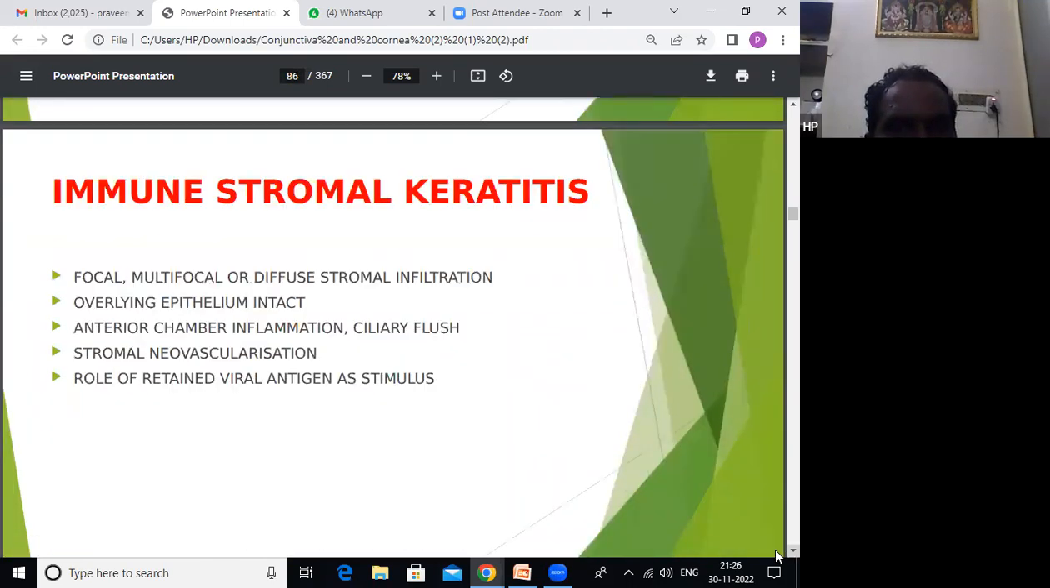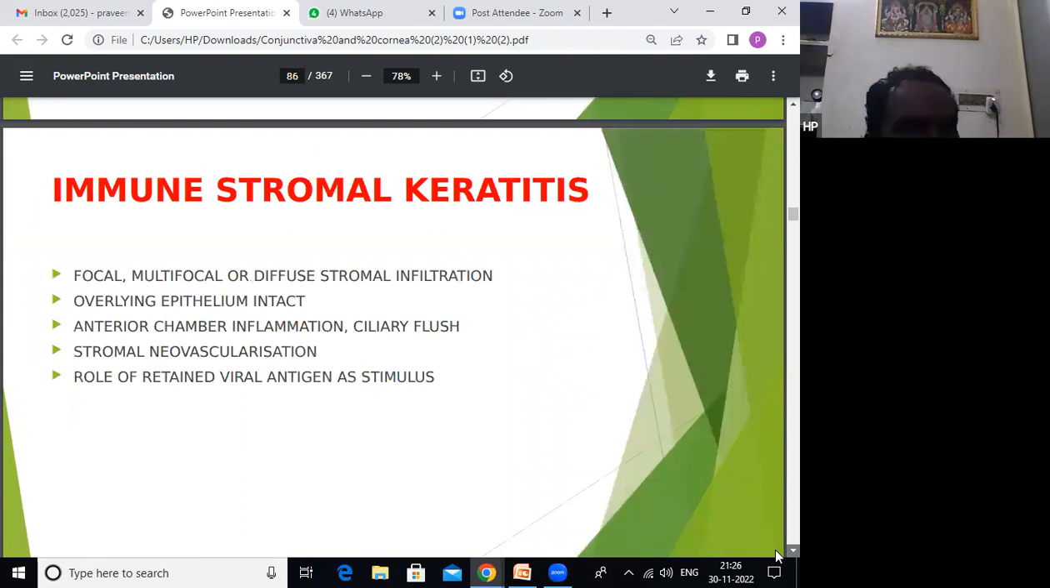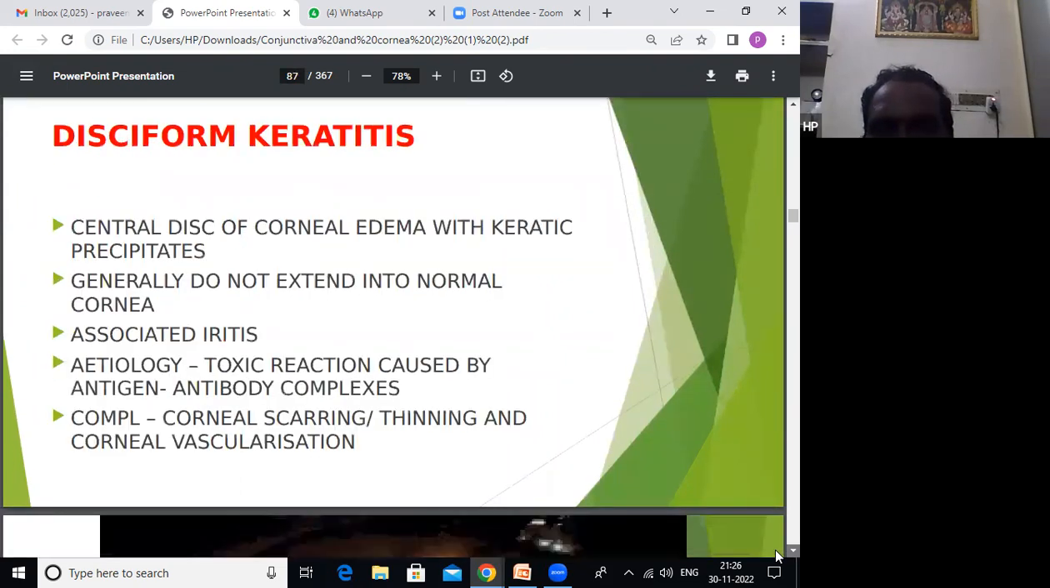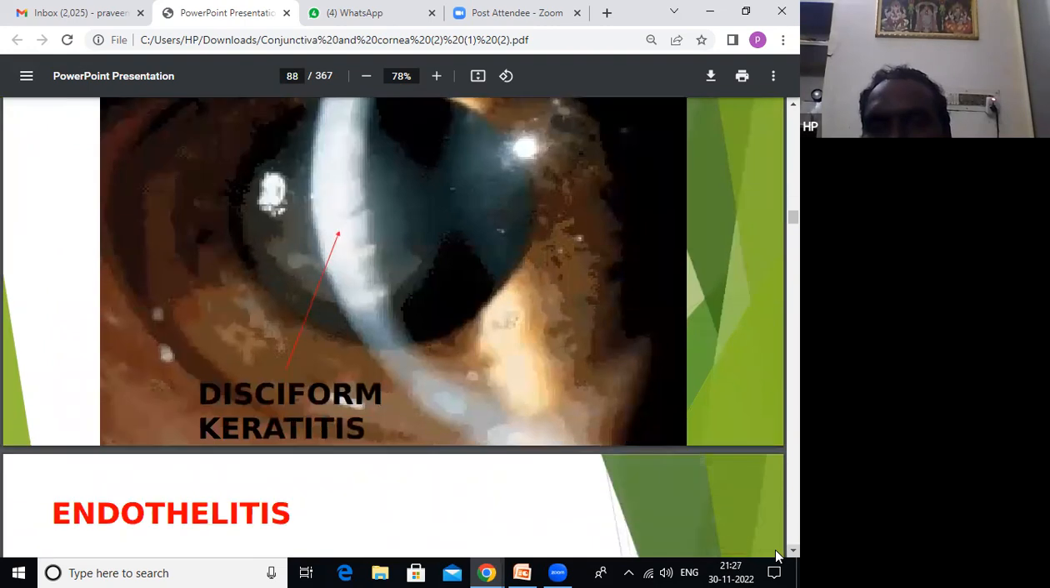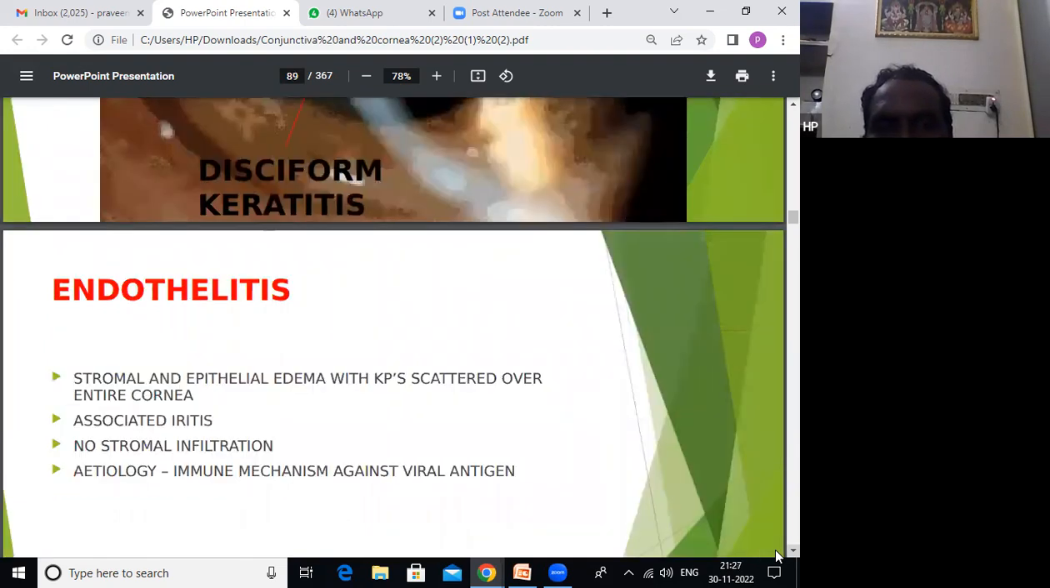I'm going through the slides where you feel it's difficult, and I want you to have a clear concept. The rest of the slides, you can read, including the treatment of dendritic keratitis. Okay, like that.